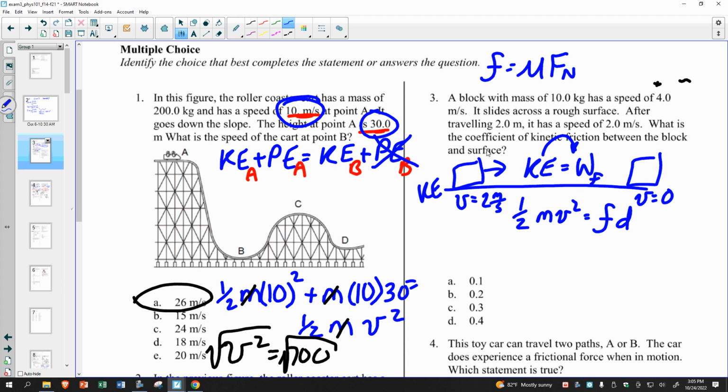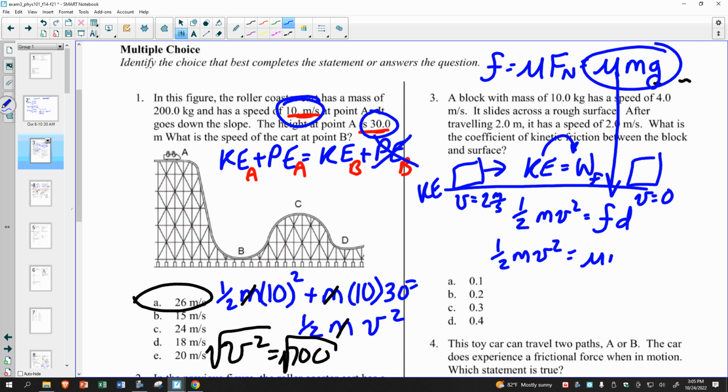Anyway, F is equal to mu times the normal force. In this case, because it's a horizontal surface, it's mu times mg. So I can take this and put it right here for F times d. And so I get 1/2 m v squared equals mu m g times d. And now I'm looking for the coefficient. I can cancel out those m's, that is, I just divide through by m, and I solve this for mu.